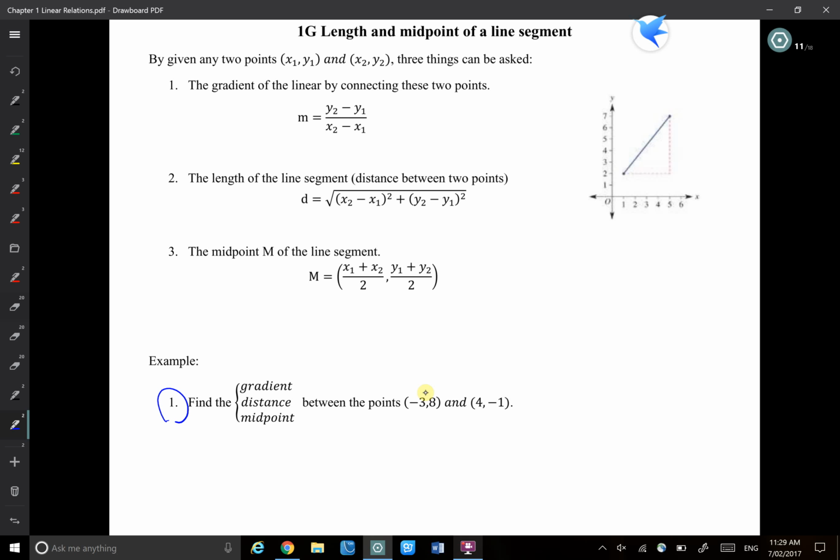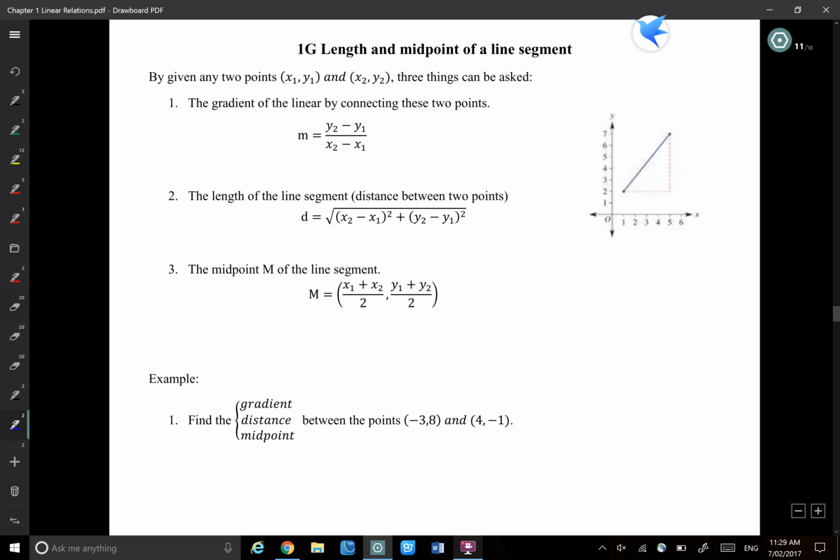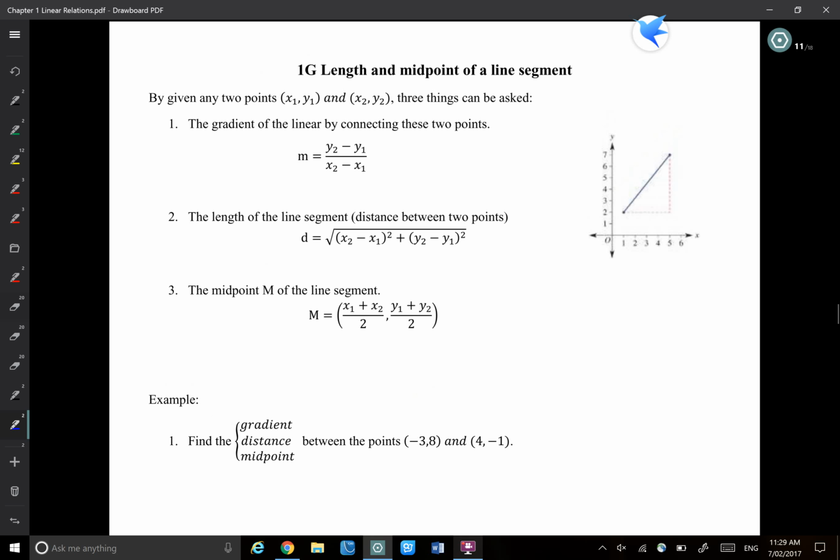Exercise 1G. So 1G is find the length and the midpoint of a line segment. We learned that in year 9, exactly the same thing. But I want to emphasize here again, if you know 2 points on the Cartesian plane, you can find 3 things by those 2 points.